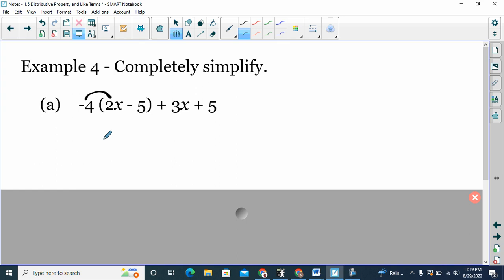Negative 4 times 2x. Negative 4 times negative 5. Negative times negative is positive. 4 times 5. I use the distributive property. We stop there because the parentheses ended there. This is not part of that quantity. We do need to copy the rest of that down, though.